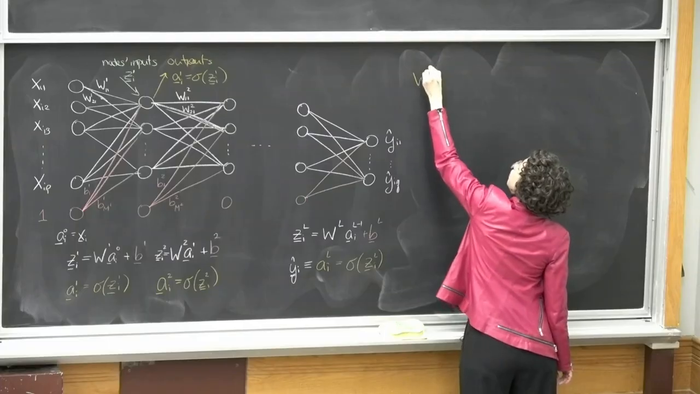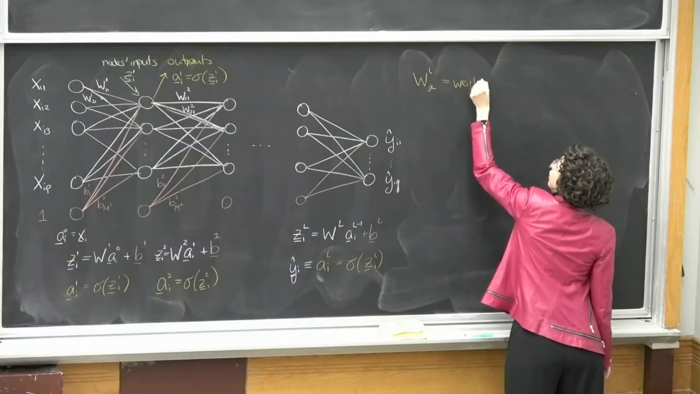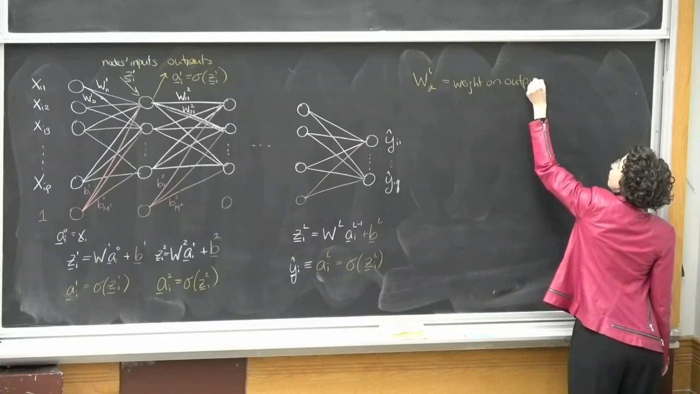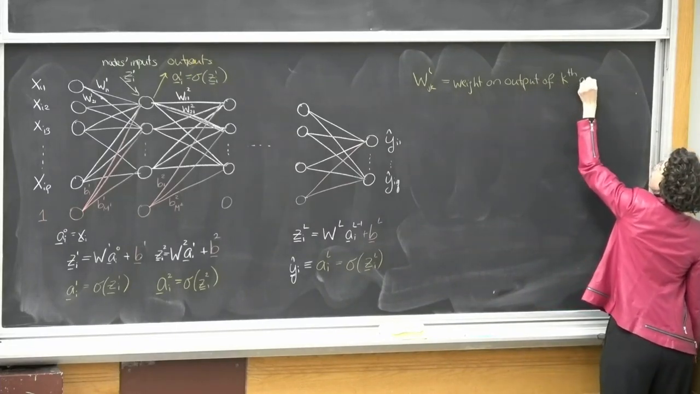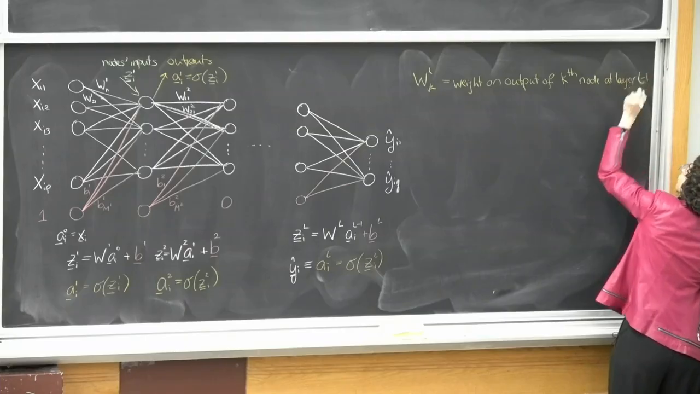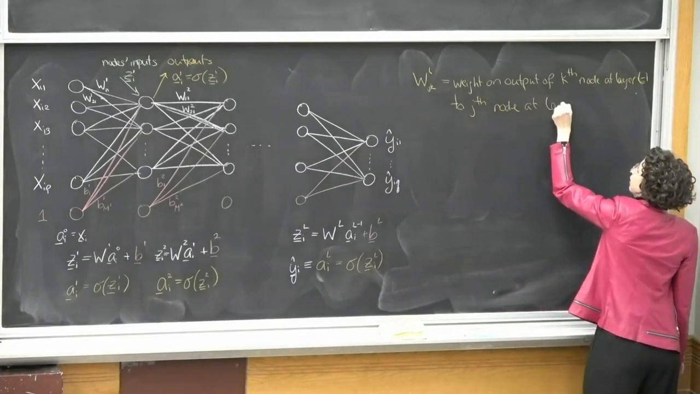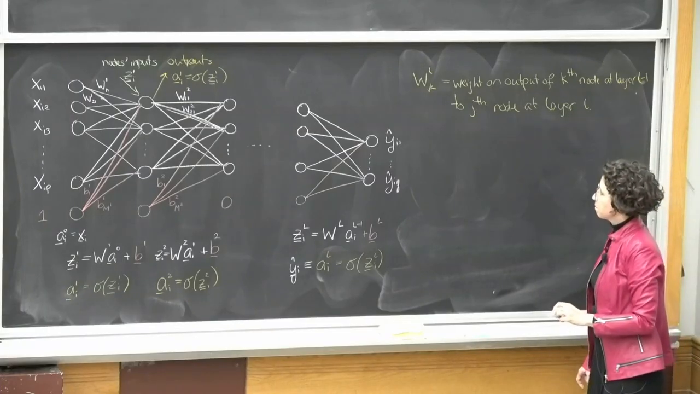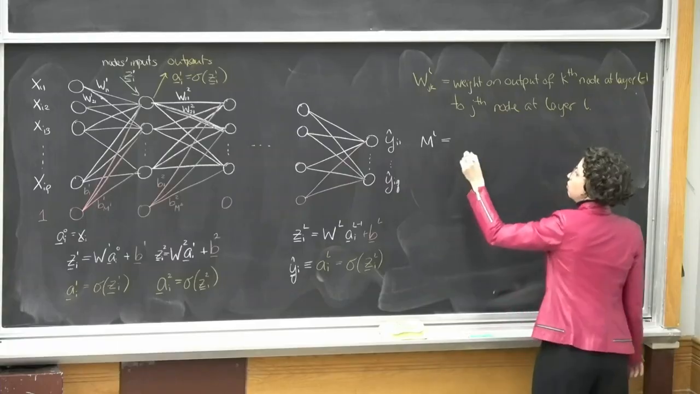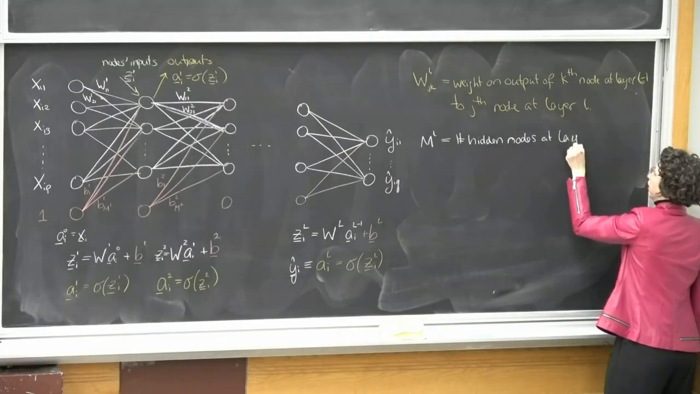When I write W^L_jk for layer L, this corresponds to the weight that we apply on the output of the kth node at layer L minus 1 to the jth node at layer L. So then we are going to let M_L be equal to the number of hidden nodes at layer L.